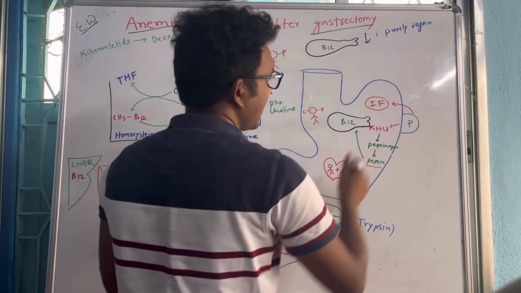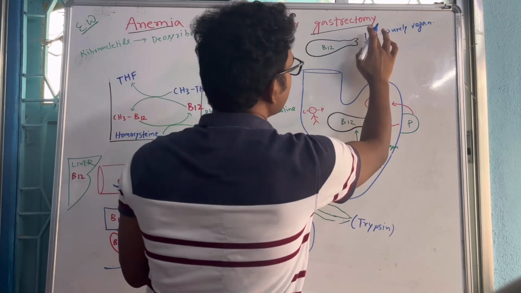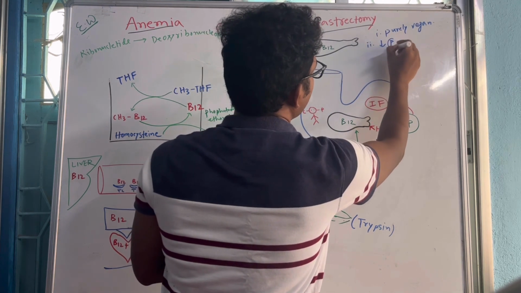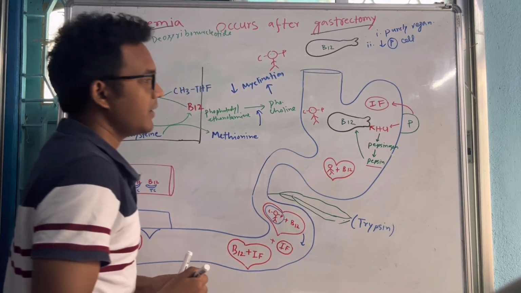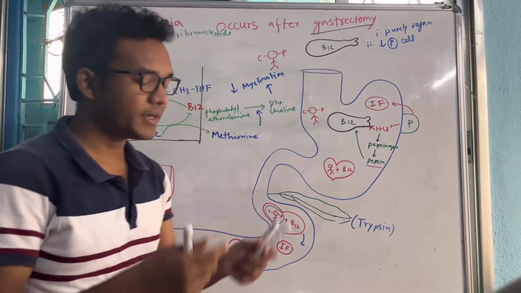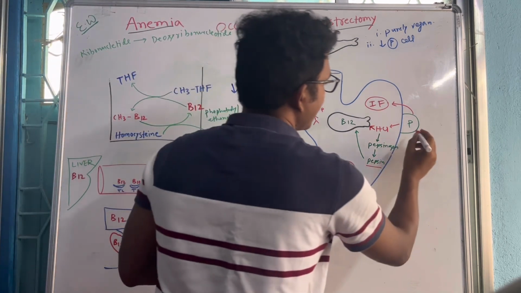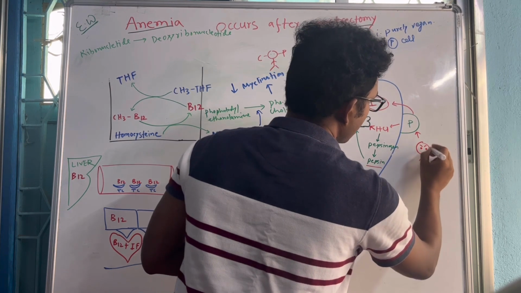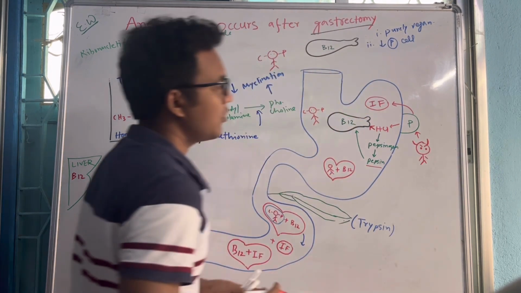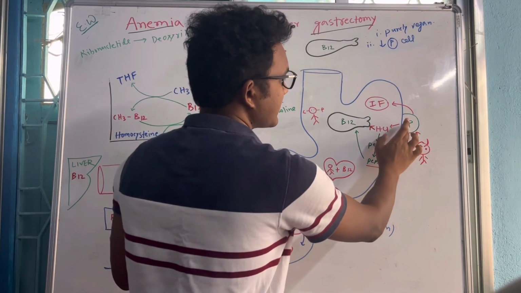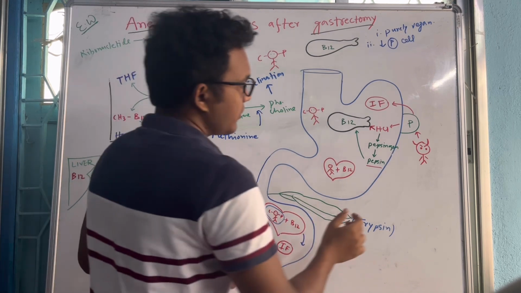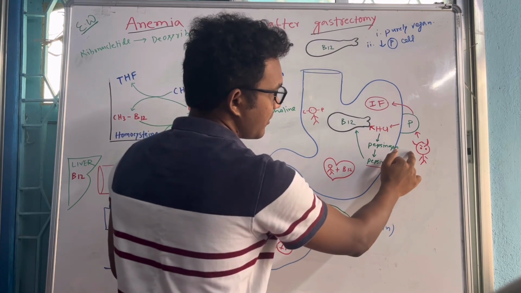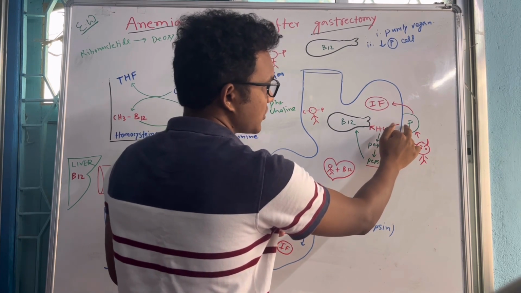So if there is decreased parietal cell. In which condition will this parietal cell be decreased? The most important cause is if there is autoantibody present against this parietal cell. We know that in pernicious anemia, what happens? There is autoantibody present against this parietal cell and it destroys the parietal cell.